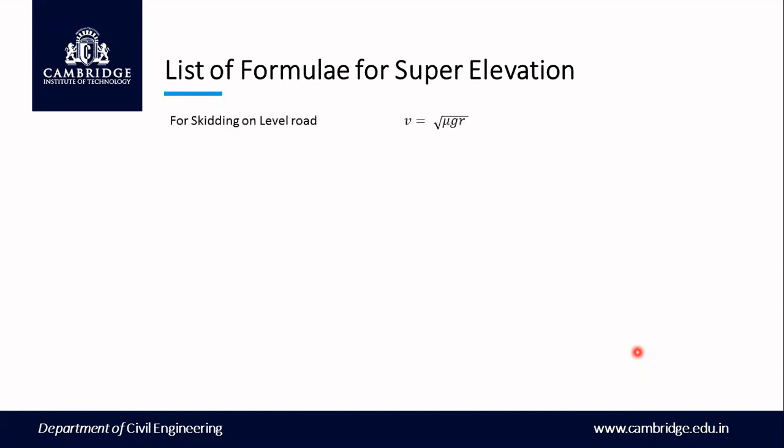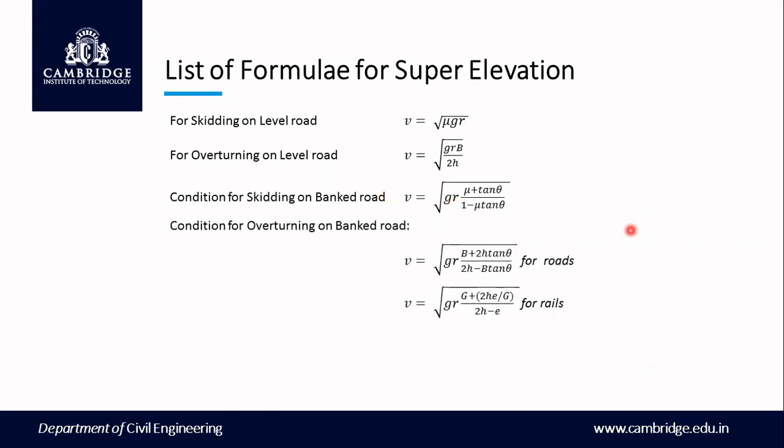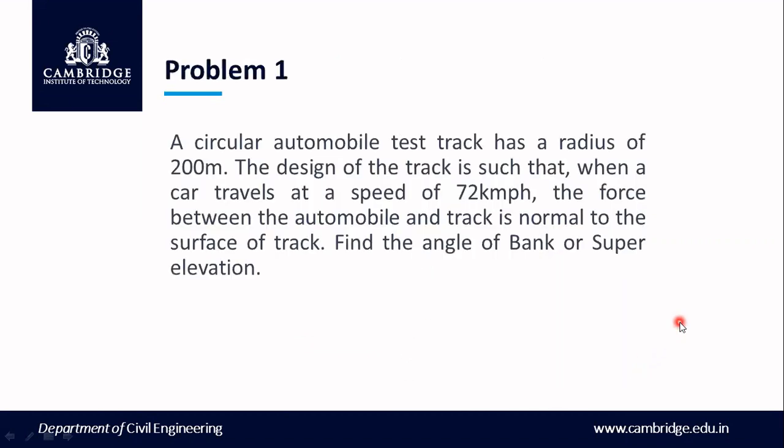So this is the condition for skidding on level road, for overturning on level road, condition for skidding on banked road, condition for overturning on banked road, and this is for rails, and this is the equation for super elevation. Okay, next, problem number 1.